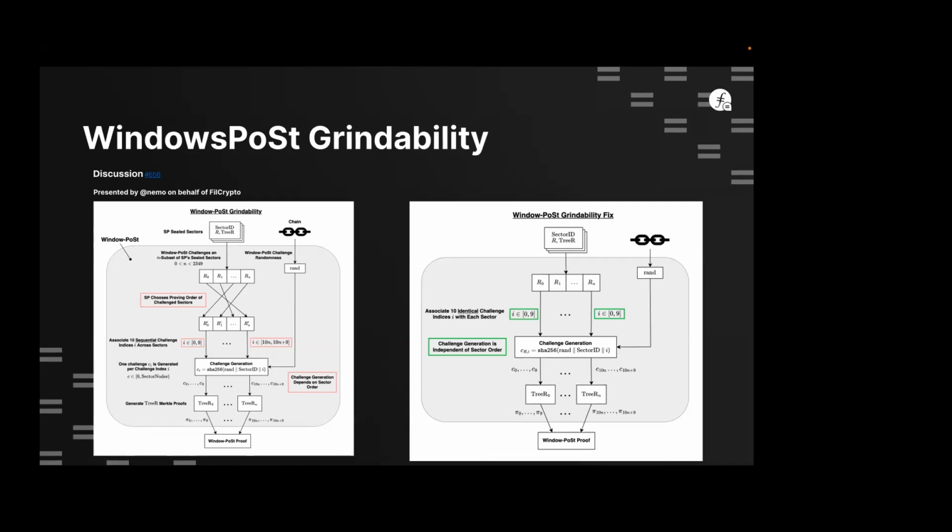So I wanted to present the existing potential security weakness in the current window post that's deployed on mainnet, and address how we're resolving it with FIP 61, otherwise known as the window post grindability fix. As a quick background, this is an issue that's been known for a while, actually since before mainnet was launched, and it's just been an identified issue that's been hanging around since.